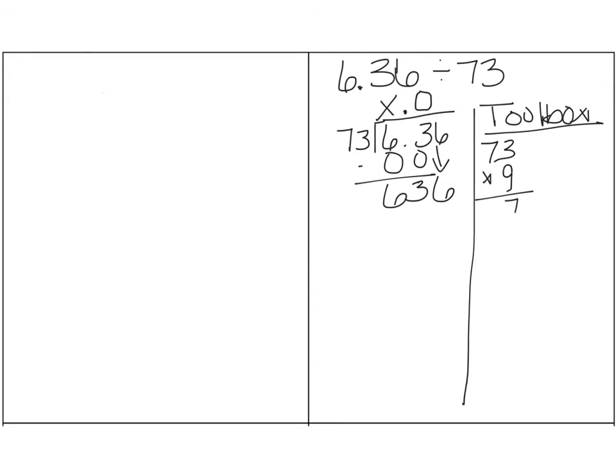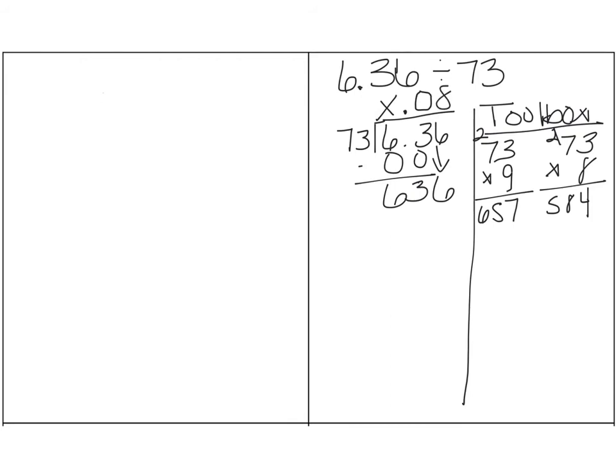9 times 3 is 27, carry the 2. 9 times 7 is 63, oops, 65. Oh, that's too big. Okay, 657 is too big for 636, so it's going to be hopefully 73 times 8. 8 times 3 is 24, carry the 2. 8 times 7 is 56, plus 2 is 58. So 584 is definitely less than 636. So 636 divided by 73 must be 8 based on my toolbox.